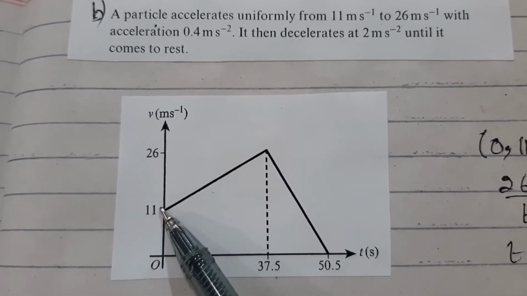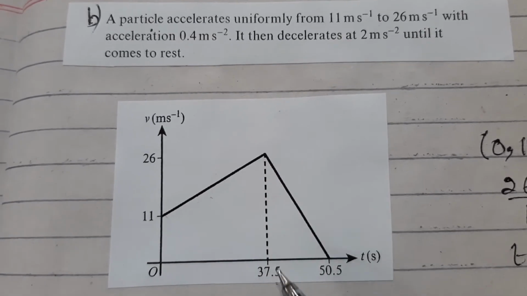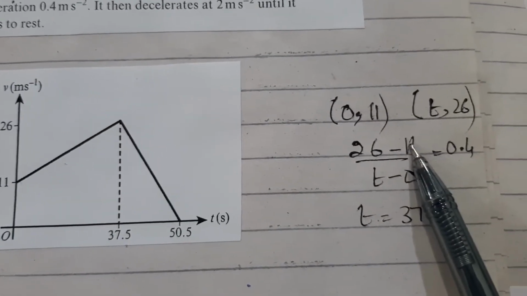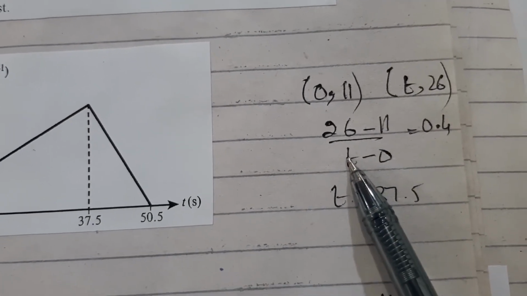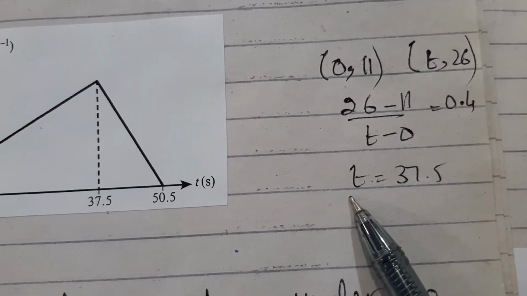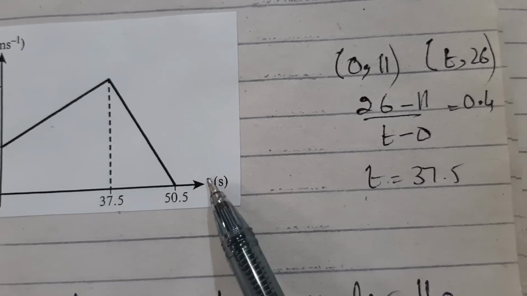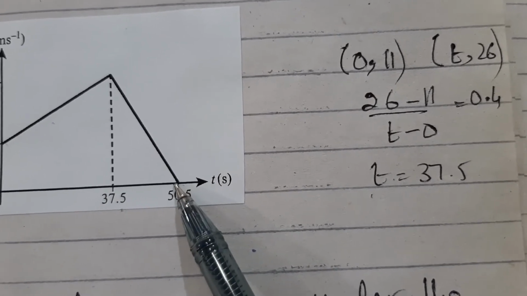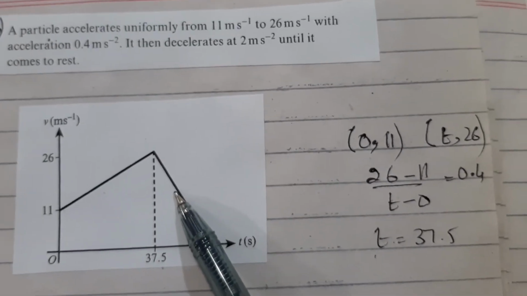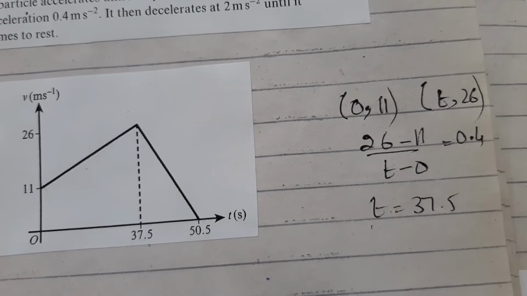So this point is 0, 11. This point is t, 26, because right now we don't know this t. So I have written here the points, and then I'm applying gradient formula, which is equals to 0.4. So this is giving me the value of time, which is 37.5. Similarly, I'm finding out this point. I know this point and I know this gradient. This gradient is -2. So similarly apply the gradient formula and get this time.